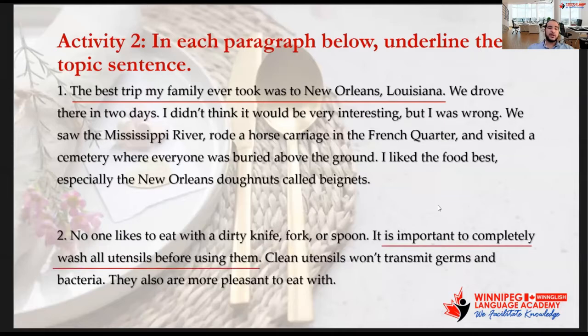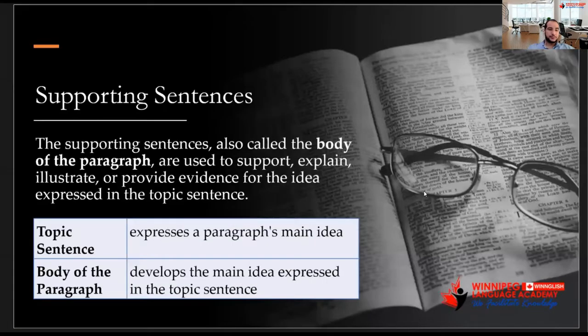In the second paragraph, we found that the topic sentence is in the middle. We mentioned this because it's important. This is the topic sentence because the first sentence is not general enough and does not give me a controlling idea of the topic, while the last one is a kind of explanation of it. But the second sentence, "It's important to completely wash any utensils before using them," has the controlling idea of the paragraph. Why? The first and the last sentences give some examples or explanation.